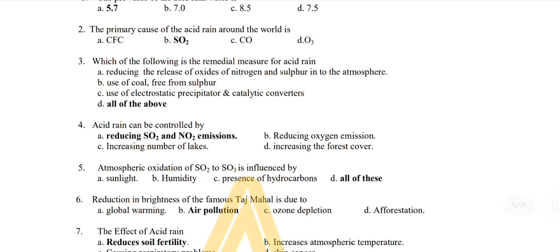Which of the following is a remedial measure of acid rain? All the above. Reducing the release of oxides of nitrogen and sulfur into the atmosphere. Use of coal free from sulfur. Use of electrostatic precipitators and catalytic converters. That's why all the above. 4th question. Acid rain can be controlled by reducing sulfur dioxide and nitrogen oxide emissions.